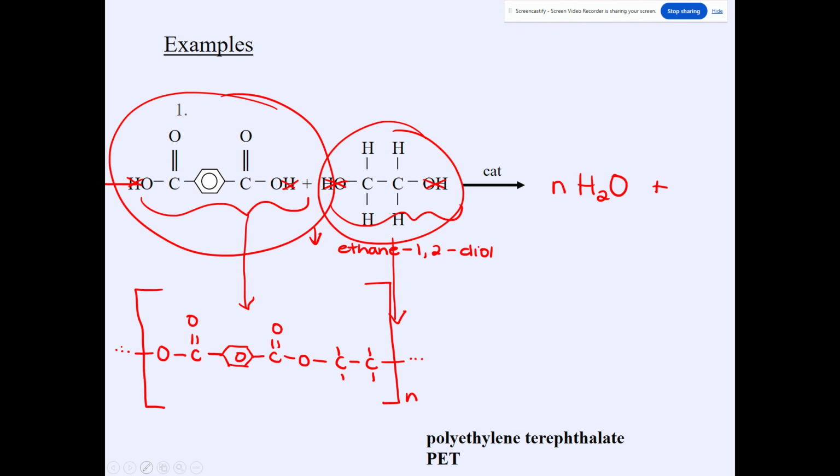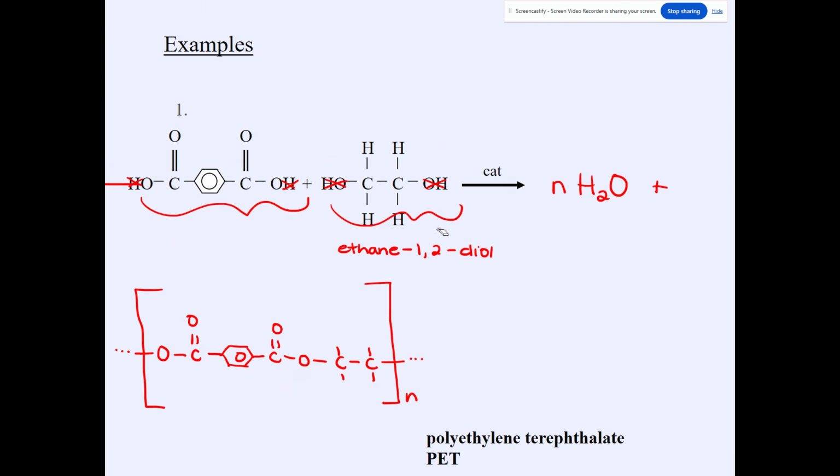I would not expect you to name this either. Okay. The only one you could name is the ethane-1,2-diol. This is PET, and this is what we call ester linkage.